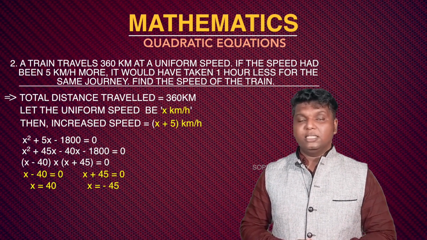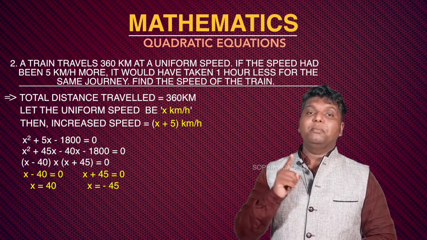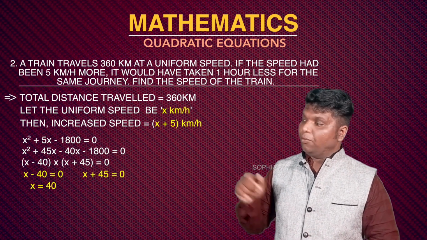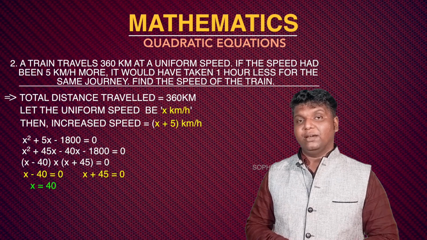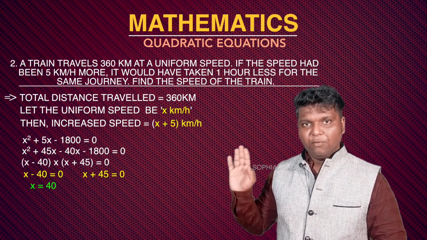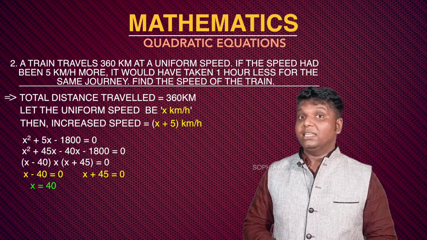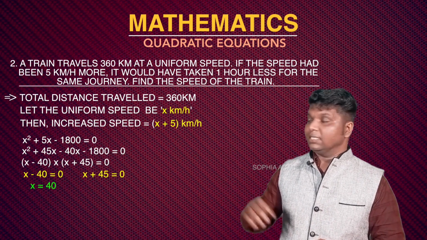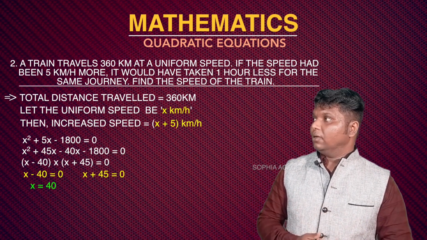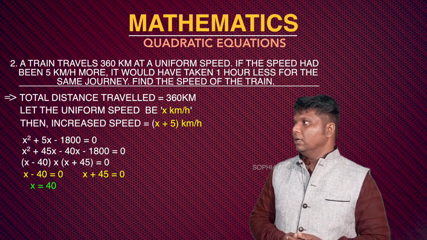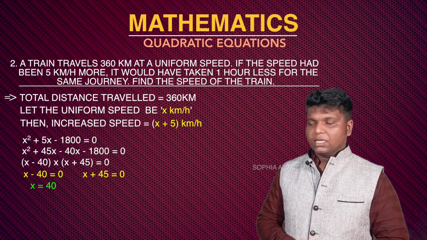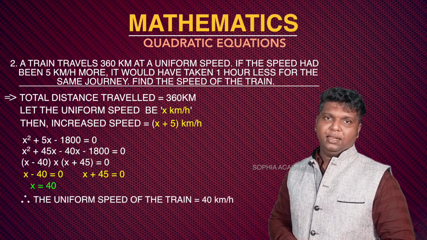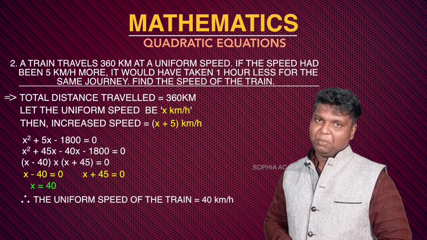Definitely the speed of the train will never become negative, and hence we will neglect the negative answer and go with only the positive answer. So x is equal to 40 will be the answer. Now what is x? It is the uniform speed of the train. That's the first thing which we mentioned in the starting step, right? So coming to the conclusion, we will conclude like this: therefore, the speed of the train is 40 km per hour.